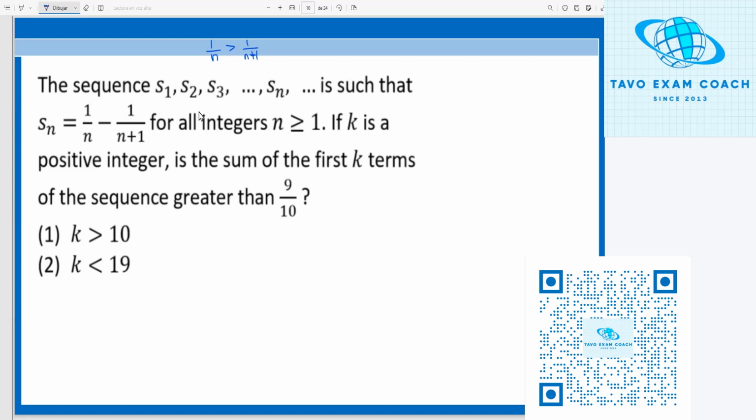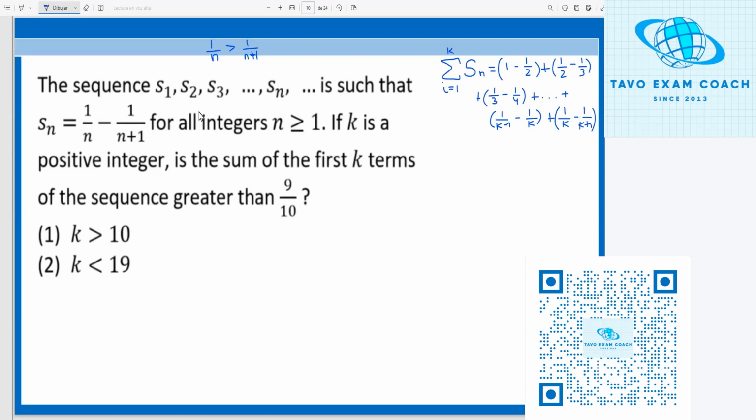Now, can we find a shortcut to calculate this sum, the sum of all terms in the sequence S from the first to the kth term? If you start adding, you will see that the terms have this form. The first term, which is S1, is 1 over 1 minus 1 over 2. Then the second term, S2, is 1 over 2 minus 1 over 3. Then the third term, S3, would be 1 over 3 minus 1 over 4, and so on. Finally, the penultimate term would be 1 over k minus 1 minus 1 over k. And finally, the last term, 1 over k minus 1 over k plus 1.